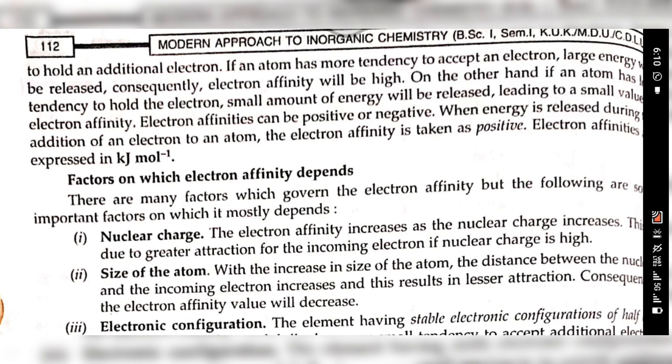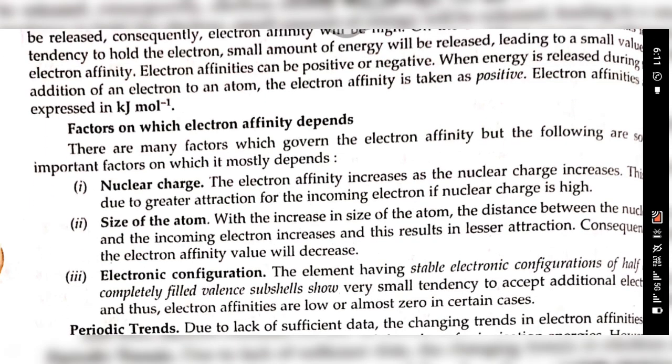Electron affinities can be positive or negative. When energy is released during the addition of an electron to an atom, the electron affinity is taken as positive. Electron affinities are expressed in kilojoule per mole. Factors on which electron affinity depends. There are many factors which govern the electron affinity, but the following are some important factors on which it mostly depends. Nuclear charge. The electron affinity increases as the nuclear charge increases.